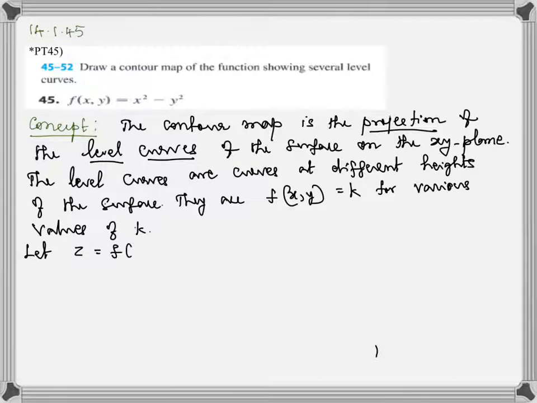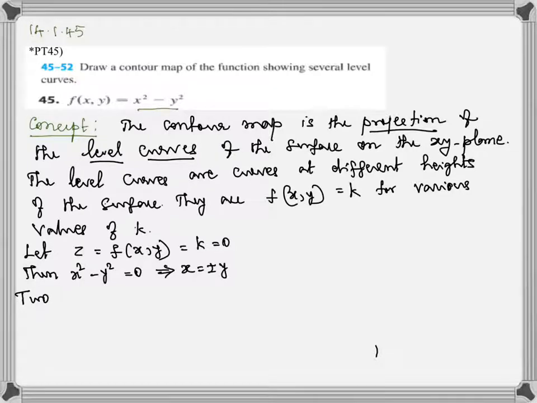So let's give a specific value for k. Z equal to f of xy equal to k. Let's assume k equal to 0, which means you are pretty much taking the xy trace. So if you substitute that back into the original equation given in the problem, z equal to k equal to 0, x square minus y square equal to 0, that will be x equal to plus or minus y. So which are two intersecting lines passing through the origin.